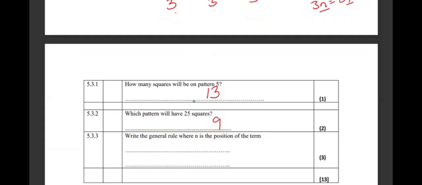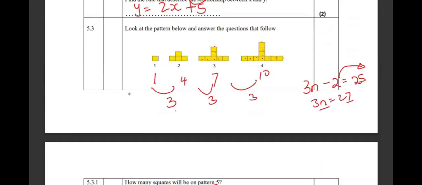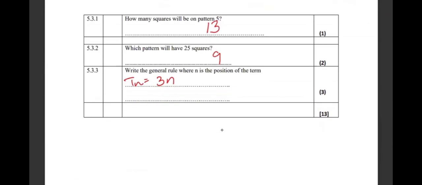Then write down the general rule where n is the position. So Tn is going to be 3n. Okay, then 1 minus 3, we get a negative 2. So that becomes our final answer.